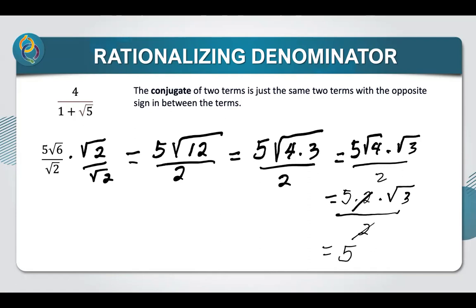It's 5 times the square root of 3. Yes, that's 5 the square root of 3. That is now your answer in its simplest form. So the 5 square root of 6 over square root of 2 is now changed to its simplest form, which is 5 the square root of 3.